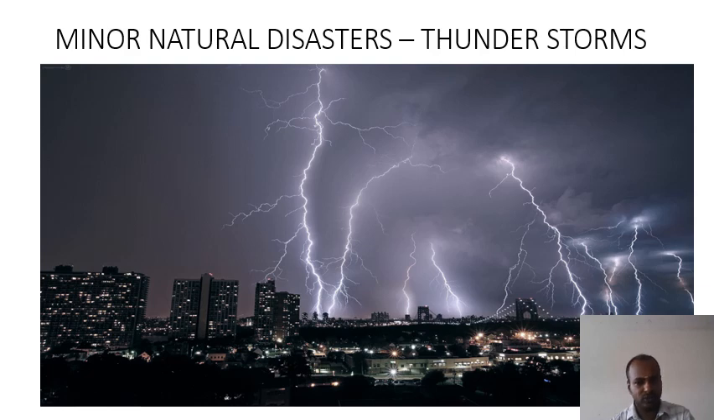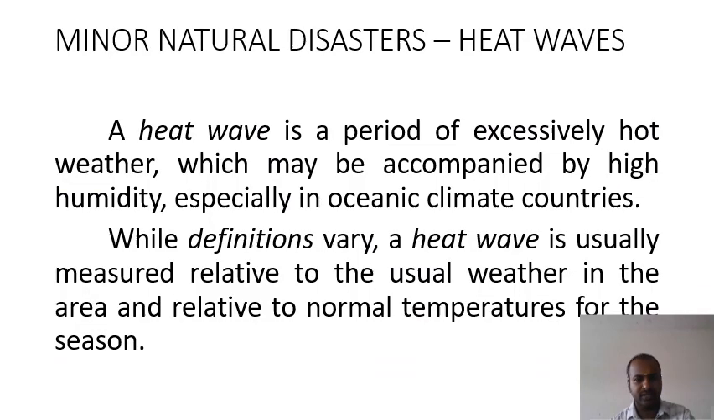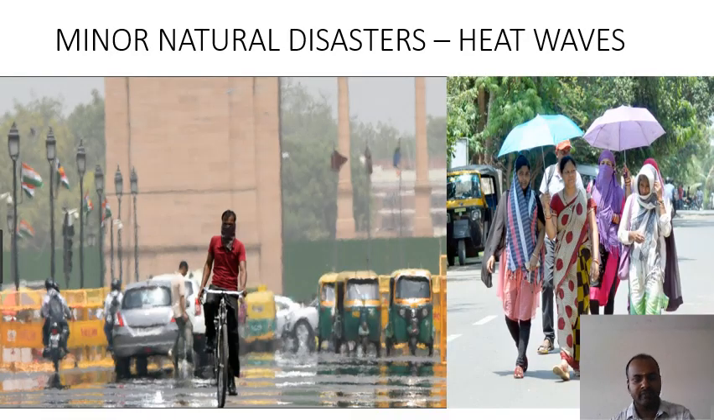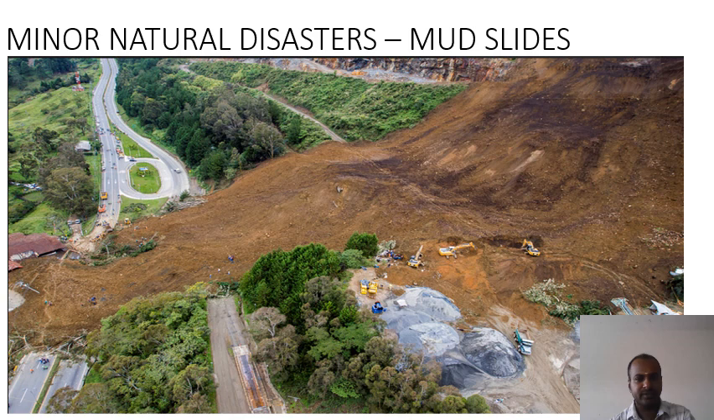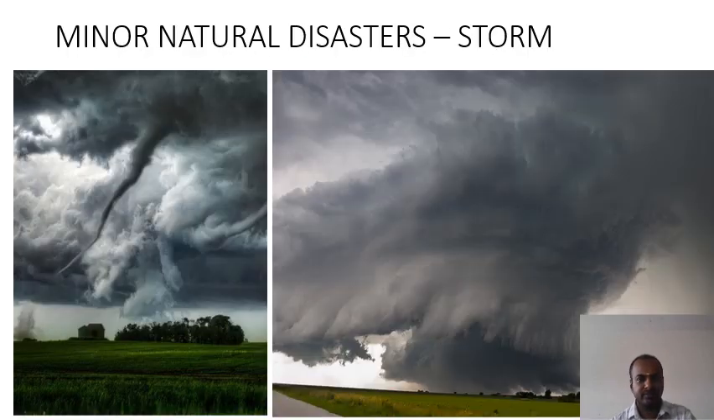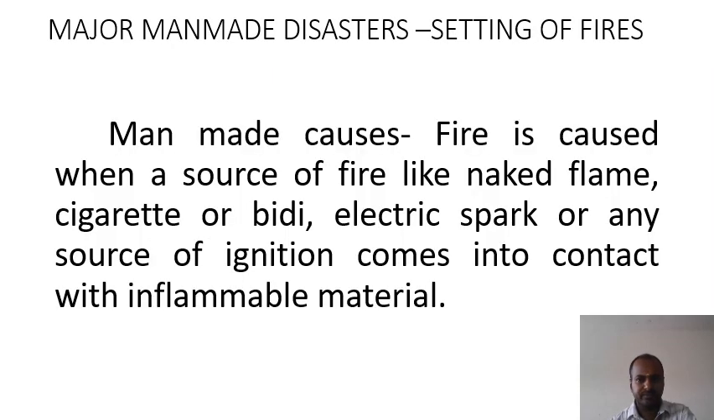This is thunderstorms, which we all see. And heat waves we also faced in May and June, and mudslides. So these are all the natural disasters that came up for the conditions.